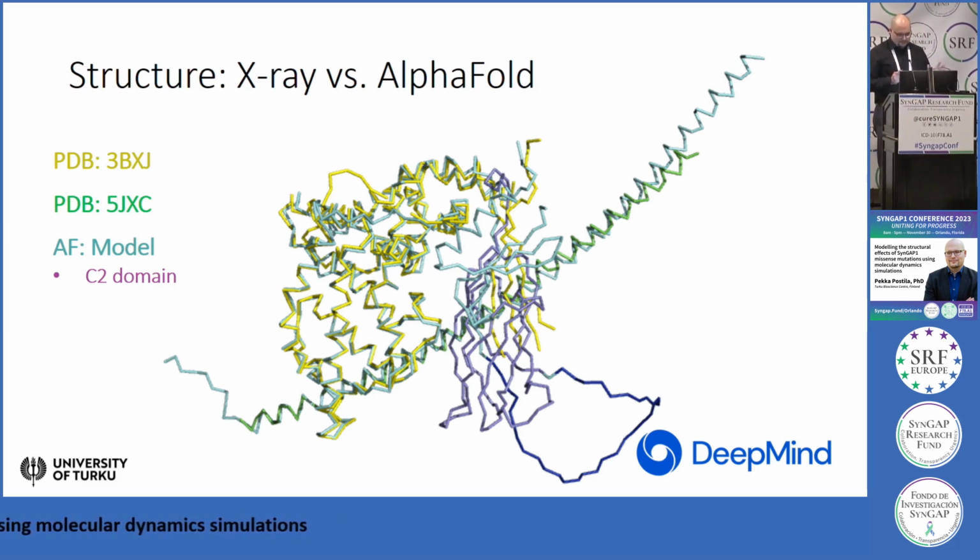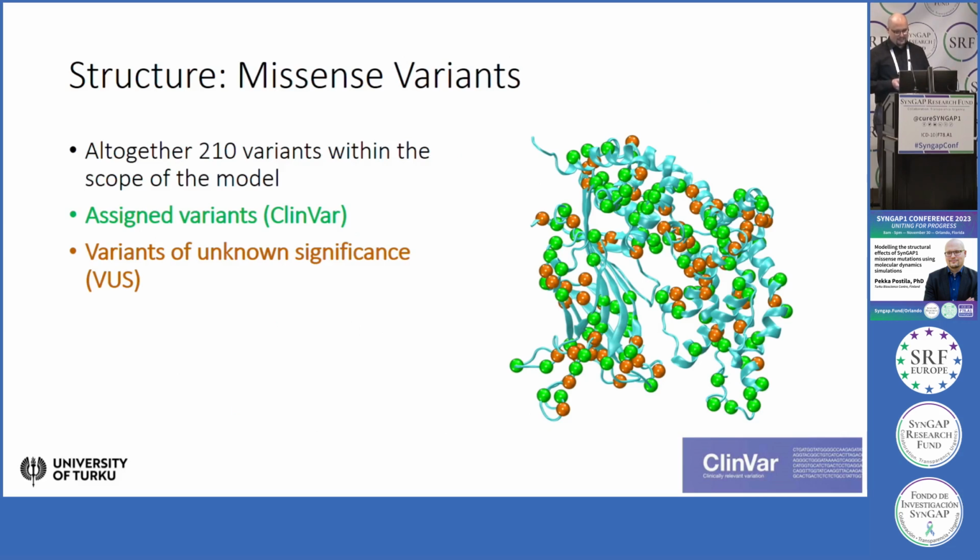Just to show that the model is not a figment of imagination, it is actually based on the structures. You can see here in light cyan the AlphaFold model. If you compare it to the crystal structures, it's almost a perfect match for most of the structure. And there's the C2 domain. I'm not 100% sure where it got this part, but there are plenty of structures for the C2 domain as well that were probably used for this. So you can think of it as a sort of homology model.